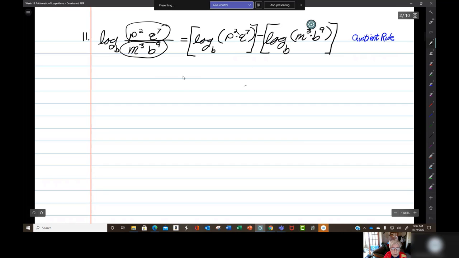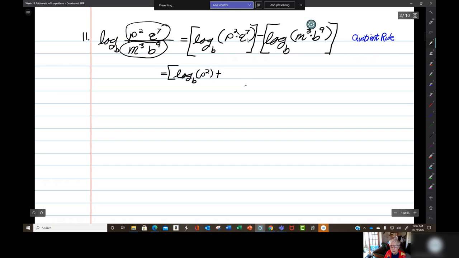Now we're going to be using the product rule. I kind of think I'm going to have to move this over a little bit. I try to keep my equal signs right under each other, except when I need more room. Okay, log base b of p to the 2. That looks too much like a capital, doesn't it? I think those are supposed to be lowercase.